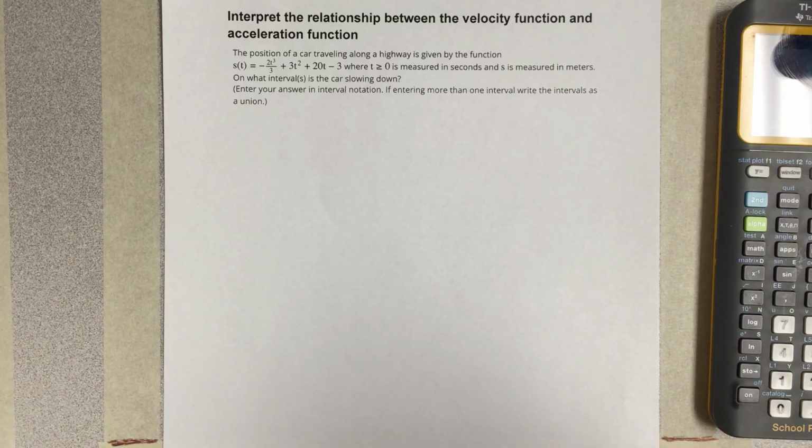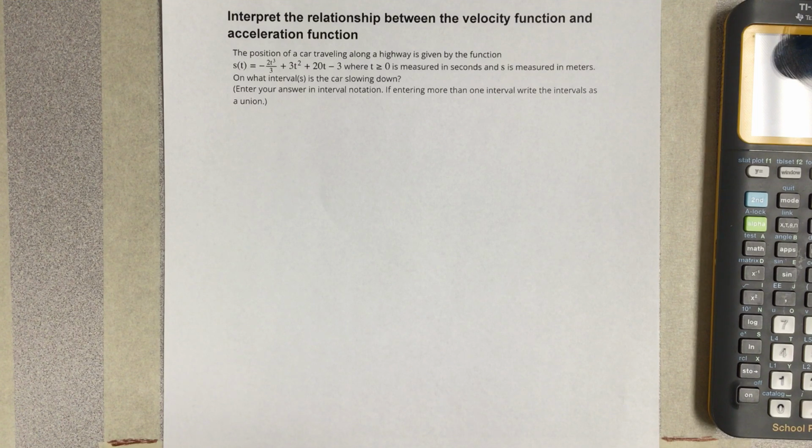In this video, we're going to interpret the relationship between the velocity function and the acceleration function. It says the position of a car traveling along a highway is given by the function s of t equals negative 2t cubed over 3 plus 3t squared plus 20t minus 3, where the time has to be greater than or equal to 0 is measured in seconds and s is measured in meters. On what intervals is the car slowing down?